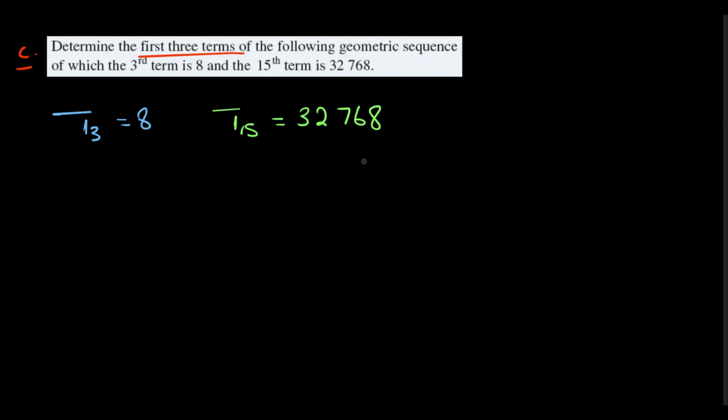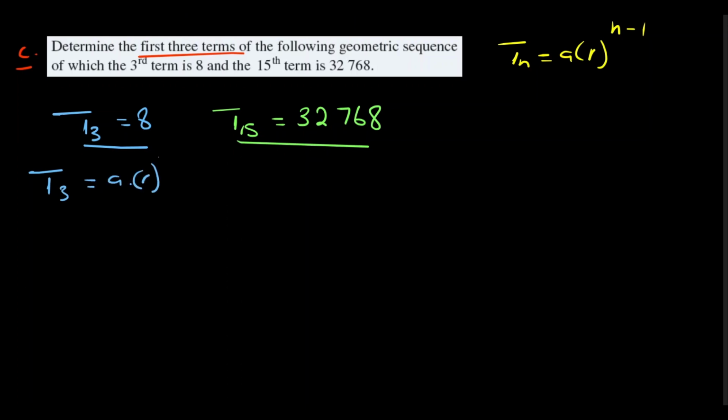How do we do that? Remember, we're dealing with a geometric sequence, so at the back of our heads, we need to know that the general term is Tn equals A R to the power of n minus 1. So we have to write these equations in that form. T3 is equal to A R to the power of 3 minus 1, but we know T3 is equal to 8, so 8 is equal to A times R to the power of 3 minus 1, which is 2. And we have our first equation.